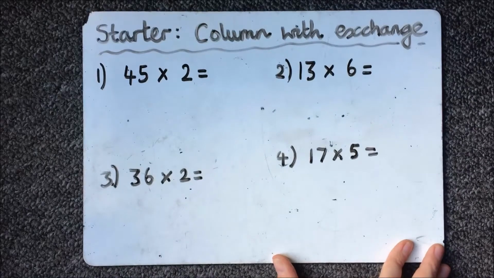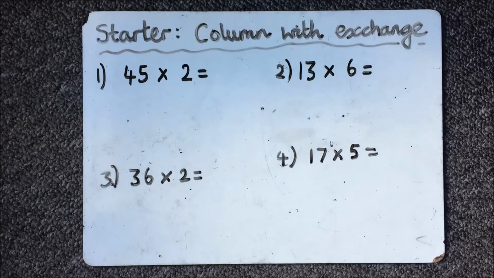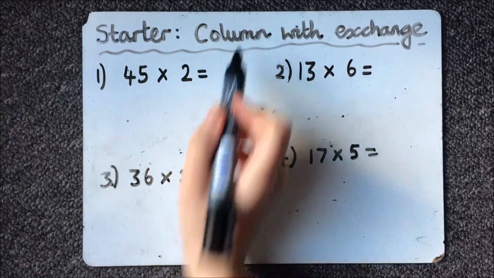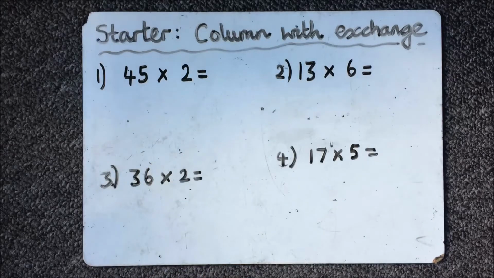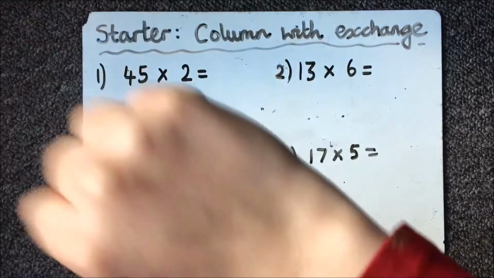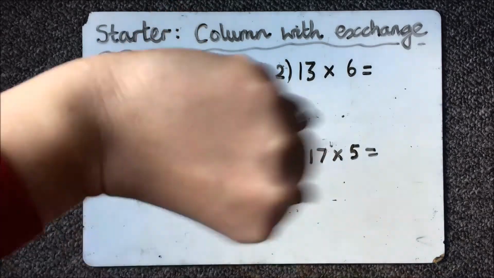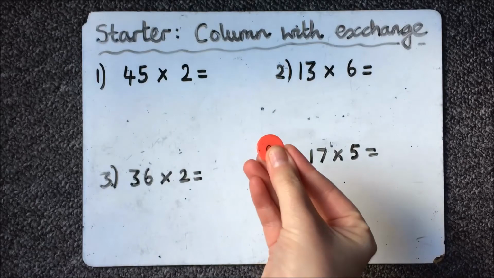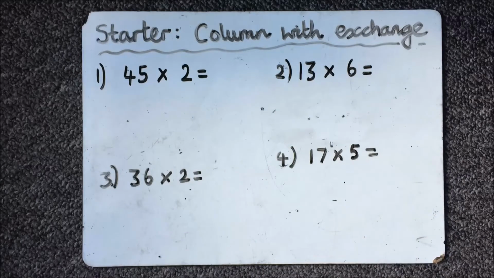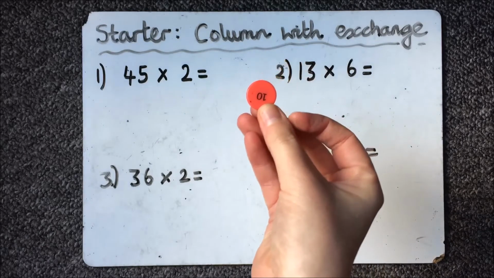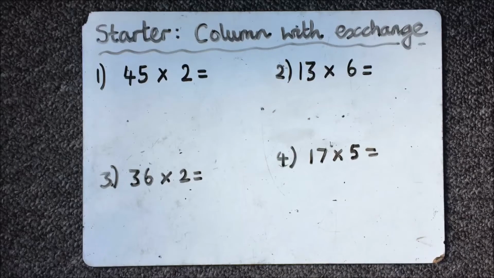Today we're going to start by revising what we did in yesterday's lesson, which was multiplication using the column method, and then we added an extra challenge of exchanging the ones. Can you remember what that means? Pause the video and have a think. That's right, when we have too many ones, we have to change it into a 10. So when we have 10 ones or more, we need to change some of those into a 10.